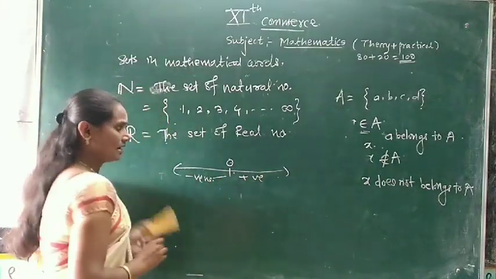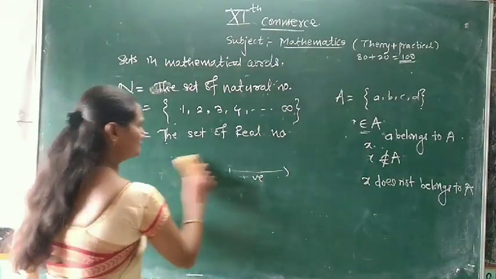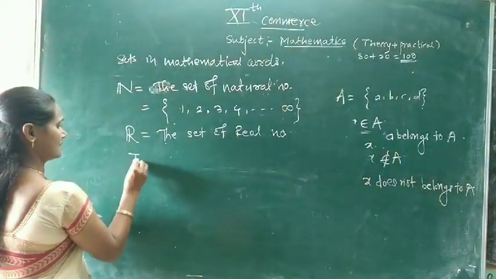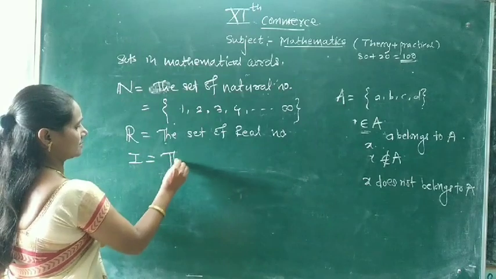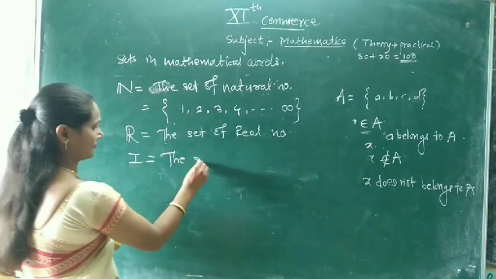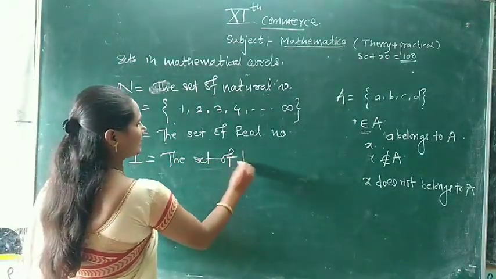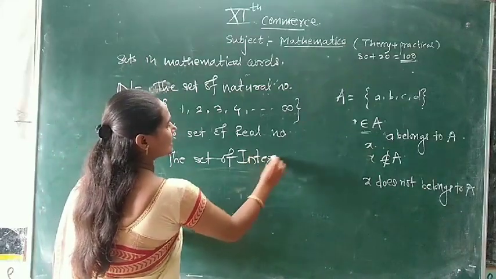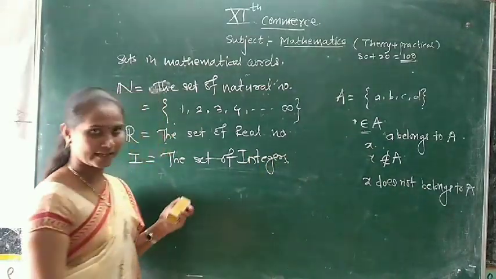This is called a real line. Now the next one is integers, the set of integers. It is denoted by I. The set of integers, again, may be positive or negative.